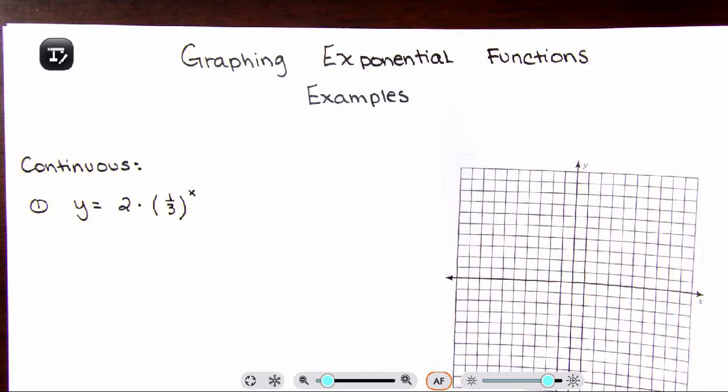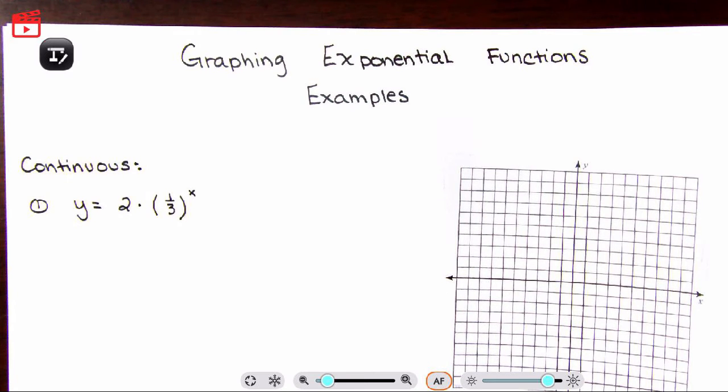Beautiful people, and welcome. In this video, we are talking about graphing exponential functions. Now, this is a part 2 video. In part 1, we talked about all the information that you need, the formula that you need for exponential functions. In this video, we are only doing examples.